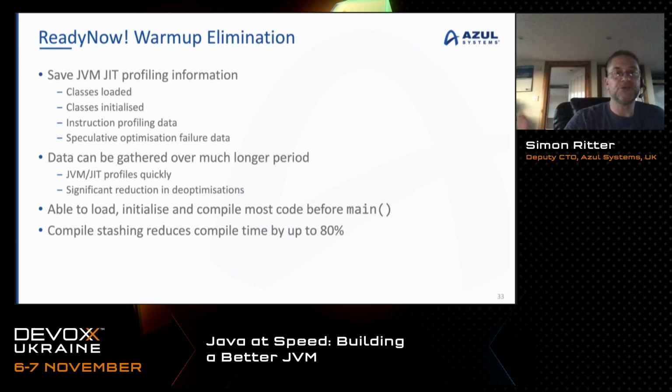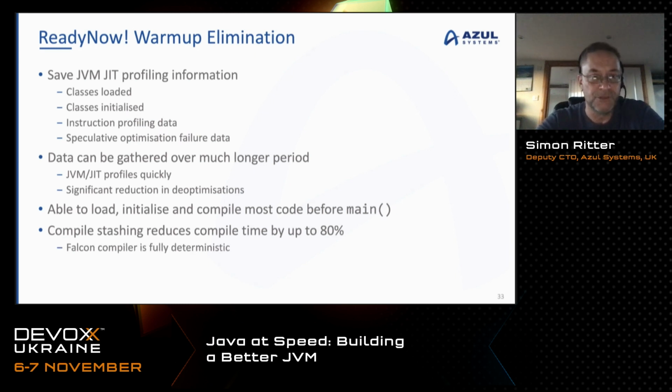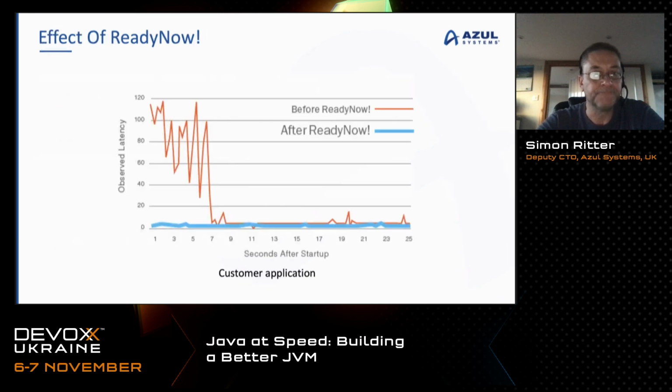And that way, because we know that the Falcon JIT compiler is fully deterministic, we can actually say that if we've got the same method as input and the same profiling data, we know that what we're going to get out of the compiler is going to be identical. So that way we can simply reuse the code from the previous run, and we can reduce the amount of time it takes to do the compilation by up to 80%. So that then eliminates a large part of the problem as well. So yeah, fully deterministic compiler.